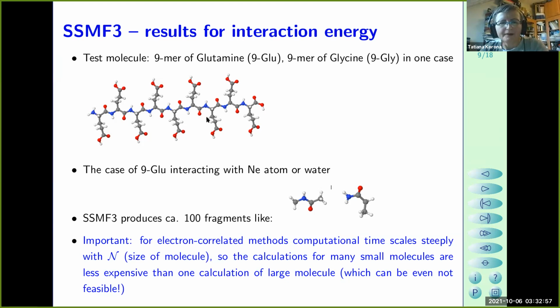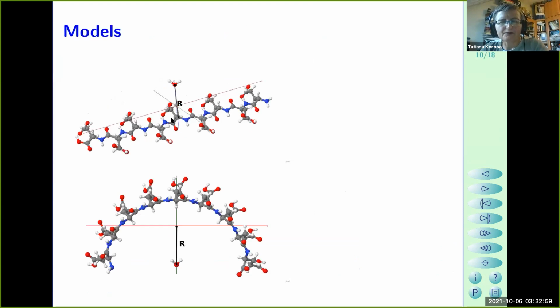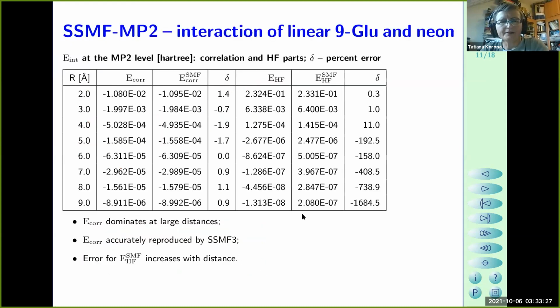Okay, so we were using two configurations of this test artificial molecule with different orientations, and we move water or neon away from the molecule just to test the dependence on distance. Okay, so let us look at the results.